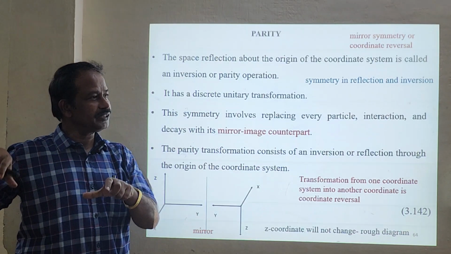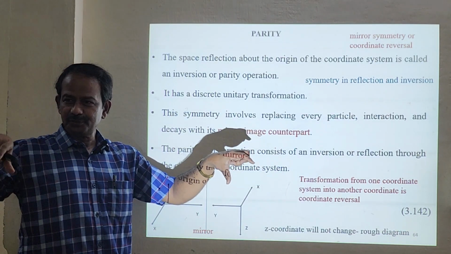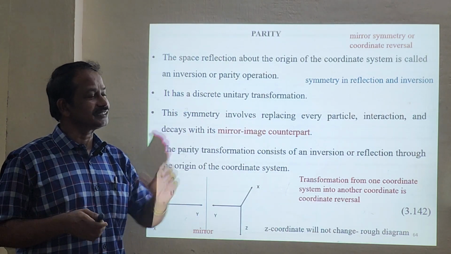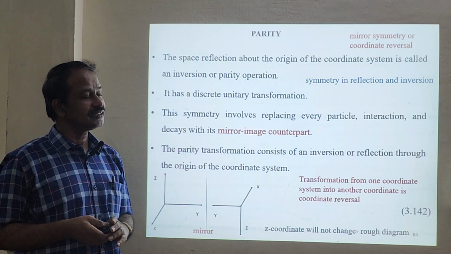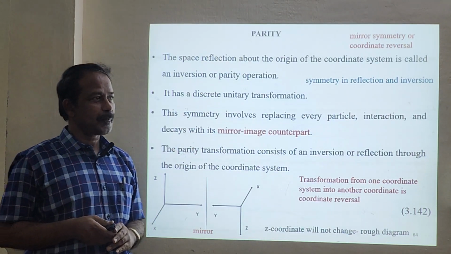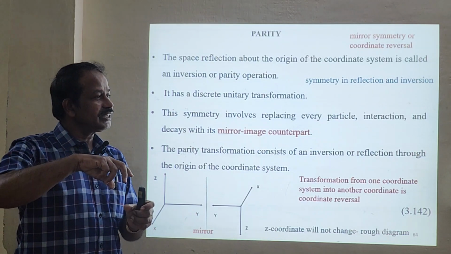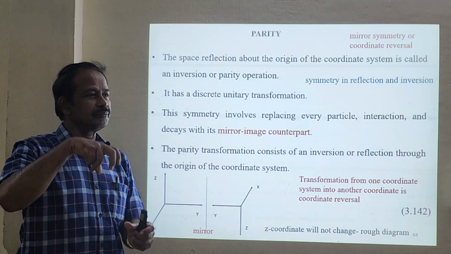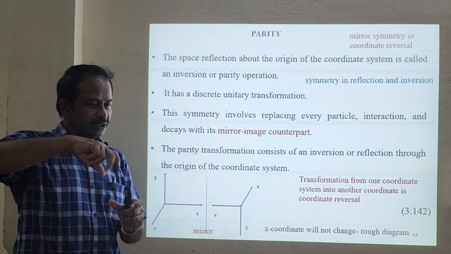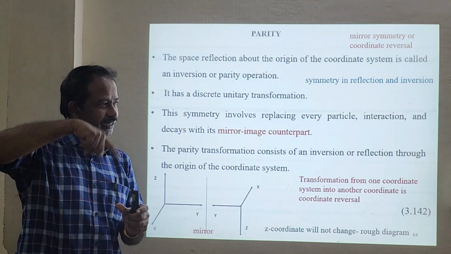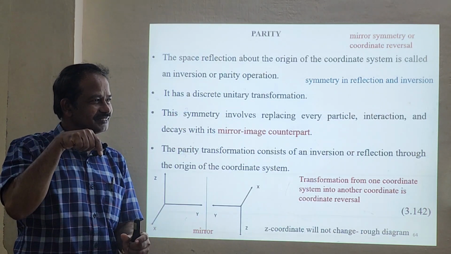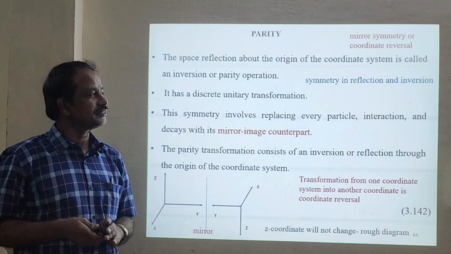For example, if you have x, that will be minus x. If you have y, that will be minus y. Coordinates are reversed, so that's why it's called coordinate reversal, exactly like a mirror symmetry. For example, if I am going to remove the lid cover of the bottle, I will have to use only the right hand. If I want to close it, the left hand. Correct?